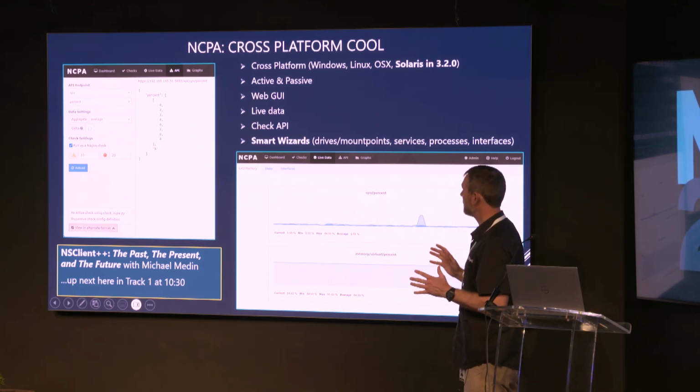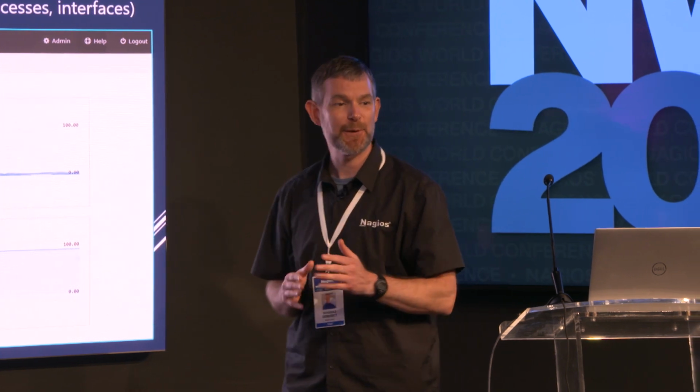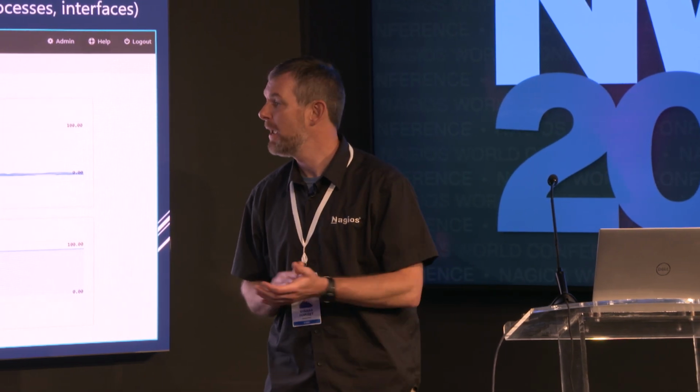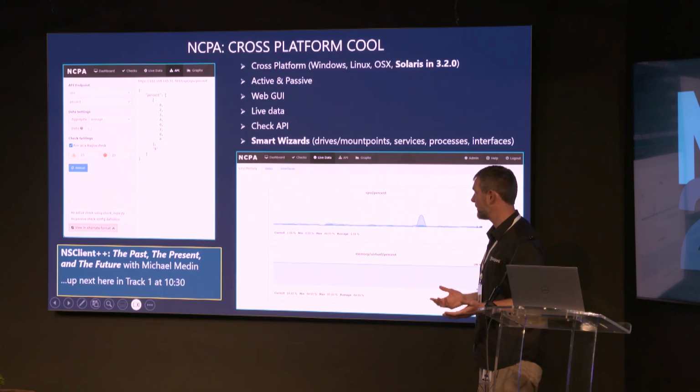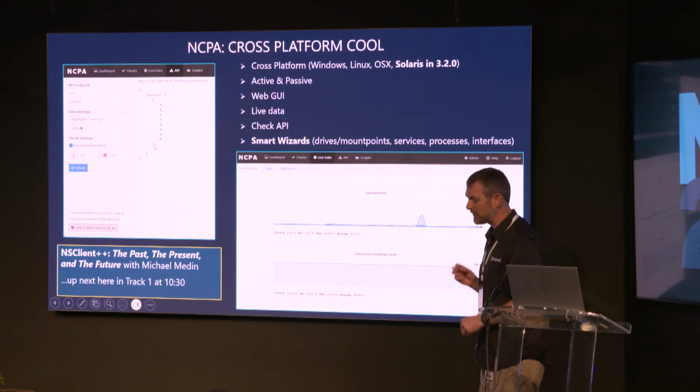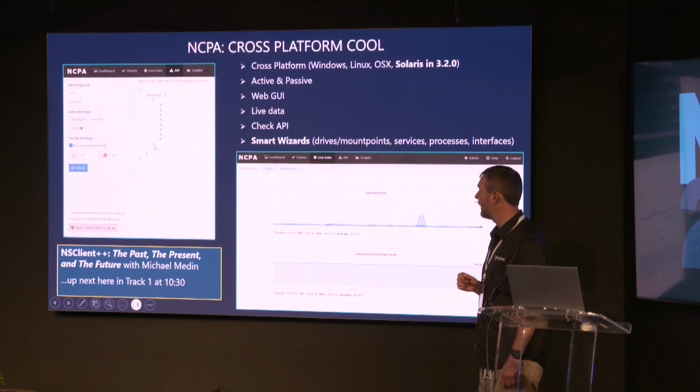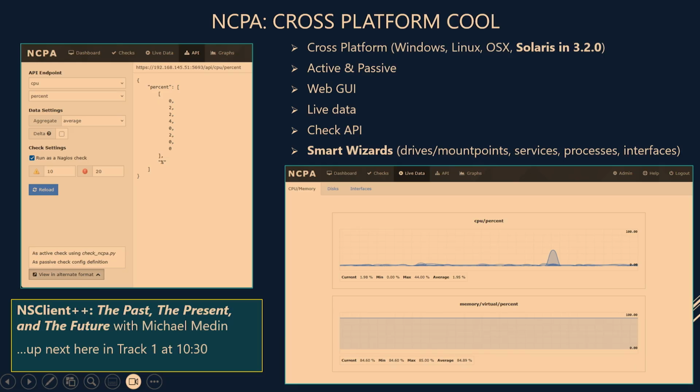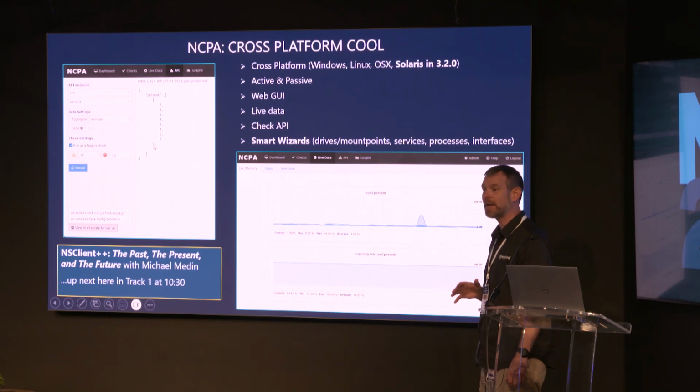That said, as much as I love NCPA, it is certainly not the only Nagios agent. There are a ton of them. And one in particular I want to highlight is NS Client++. It's a legendary Windows agent that provides a ton of depth on Windows systems. And if you want to learn more about NS Client, the developer, Michael Medin, is here. He's actually up next here in track 1, so you don't even have to leave your seat if you want to learn more about NS Client. He'll be doing the next presentation, and that would be a really good option, especially if you manage a lot of Windows systems and want to check a lot of specific things.